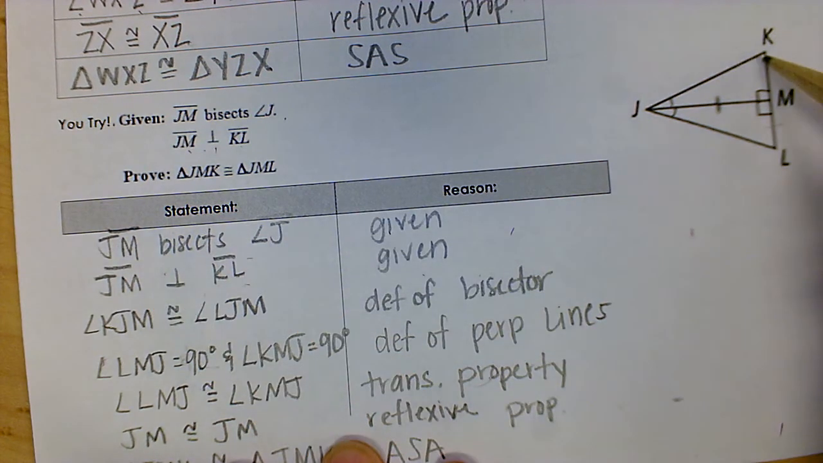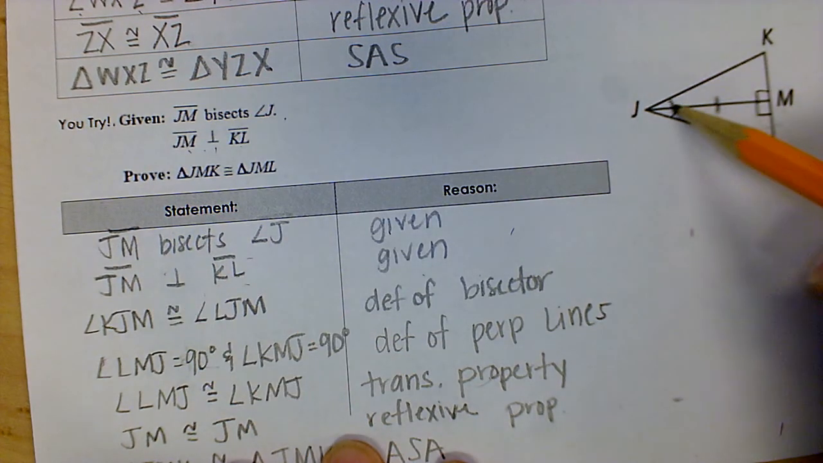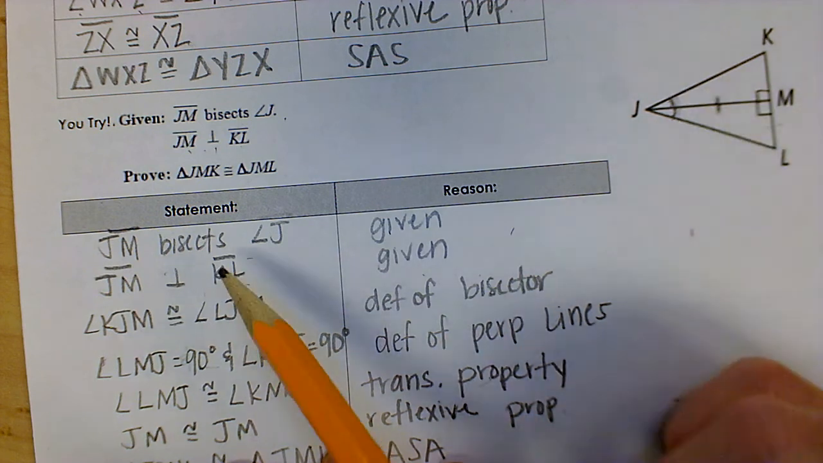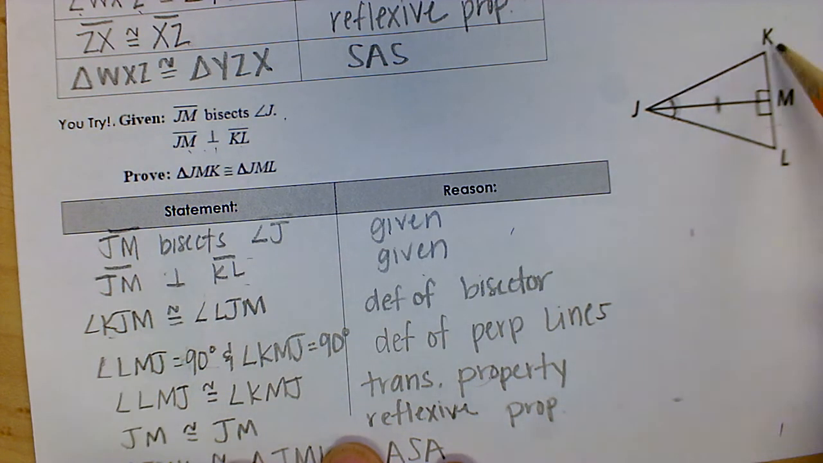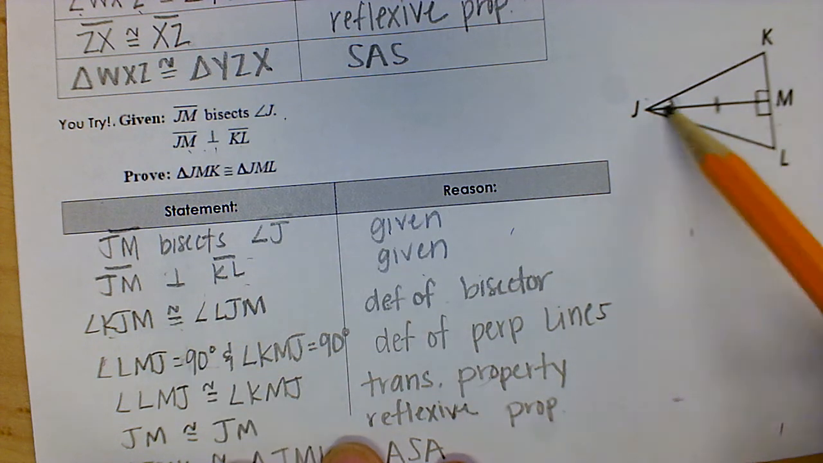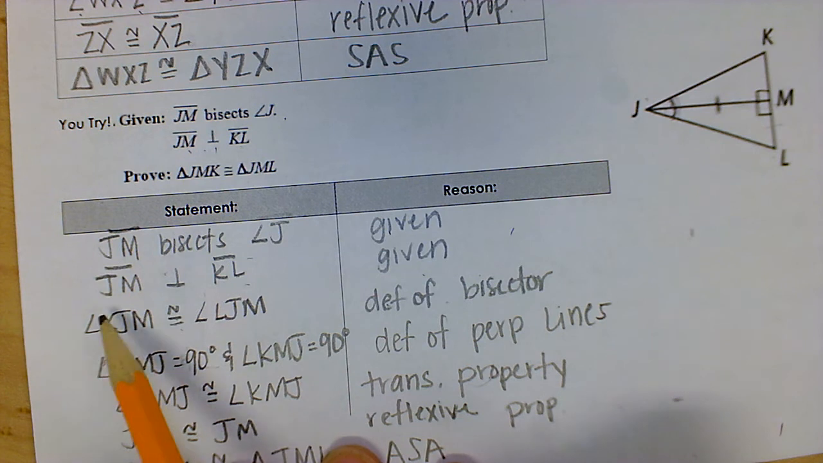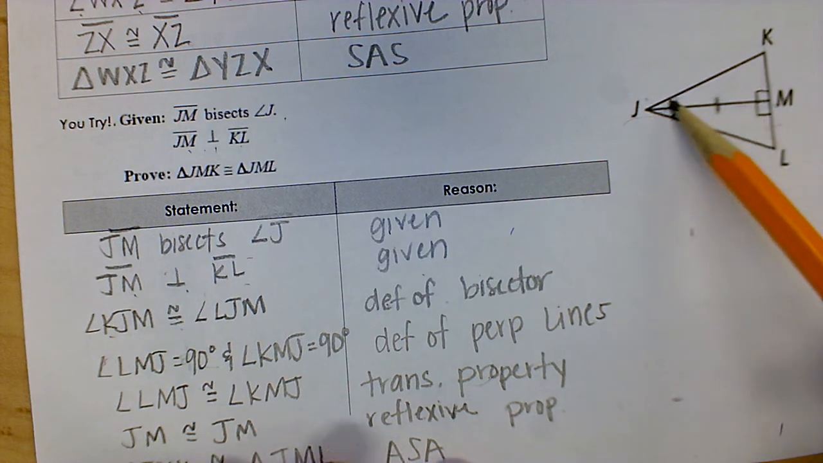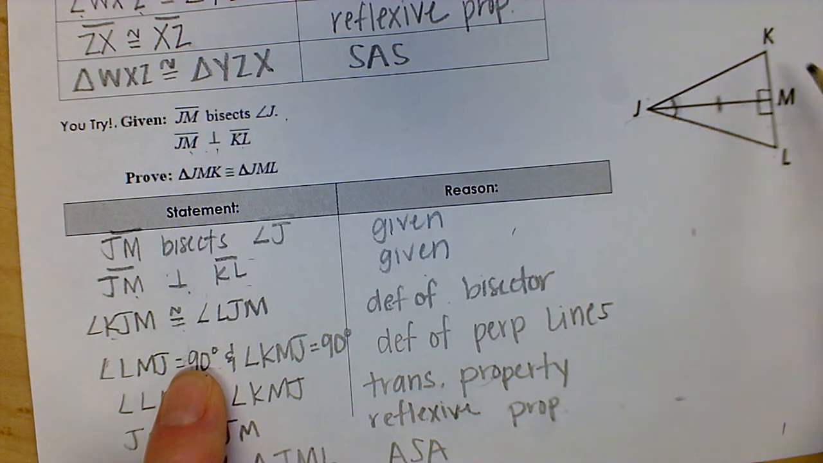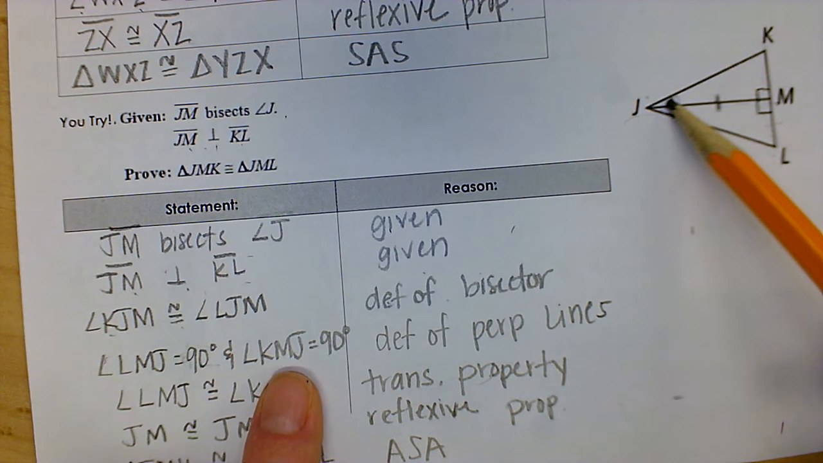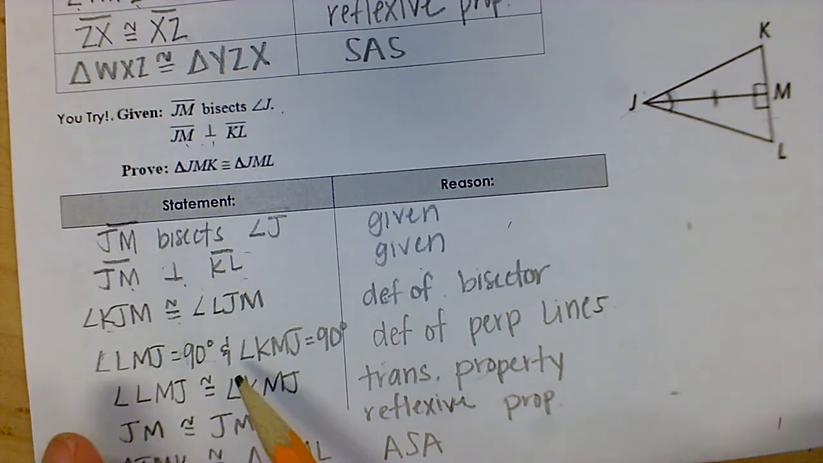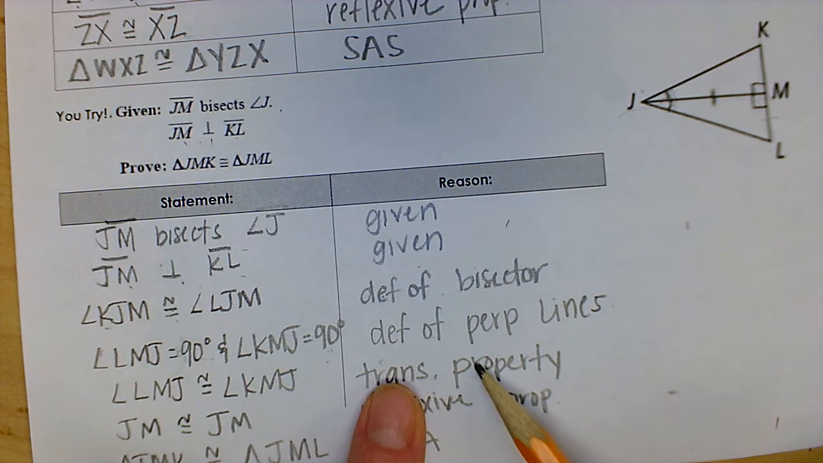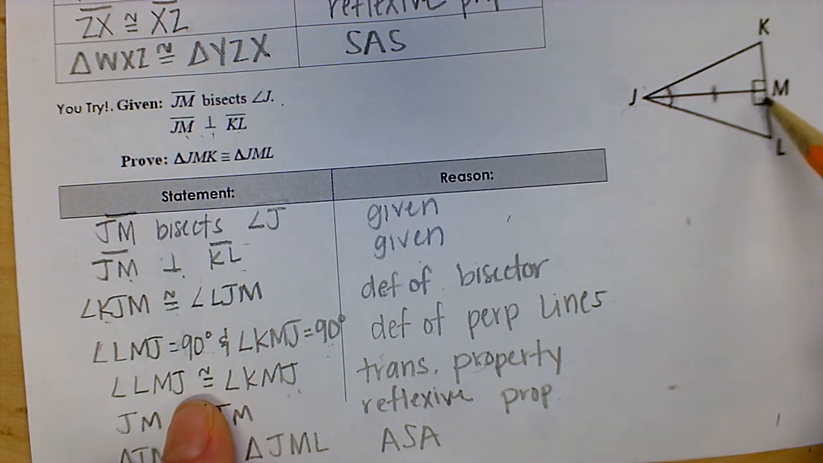So we know if JM bisects angle J, right? So this is bisect. That makes these two congruent angles. Each of them are congruent to each other. So we know that KJM and LJM are congruent angles by the definition of this bisector. Okay. We also were told that JM is perpendicular to KL, which makes this a 90-degree intersection. So LMJ is 90 degrees and KMJ is 90 degrees. And that's the definition of perpendicular lines. Well, if they both equal 90 degrees, by the transitive property, they have to equal each other. So we know we have two congruent angles here.